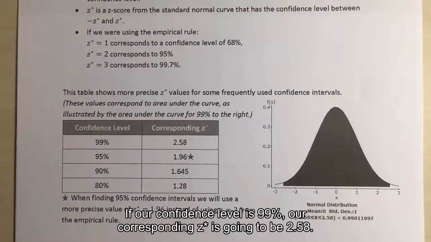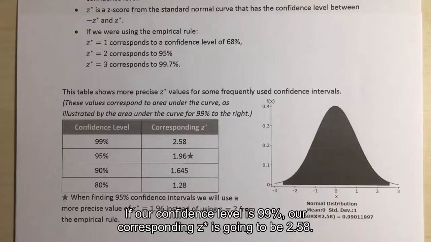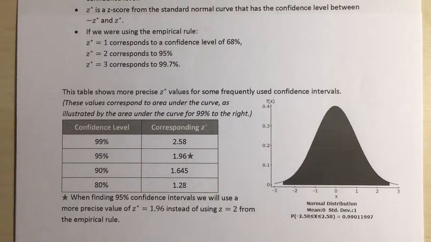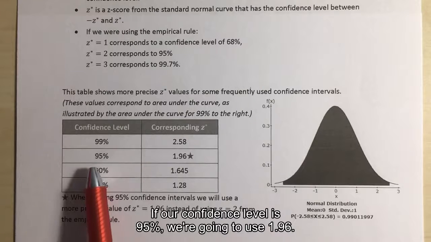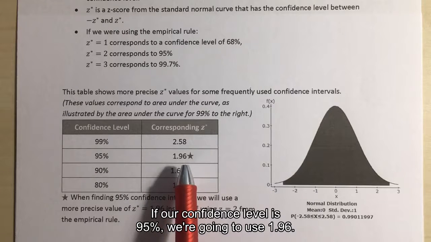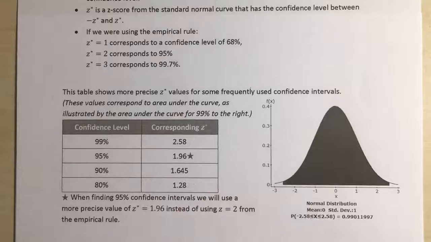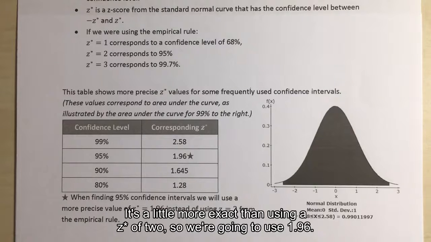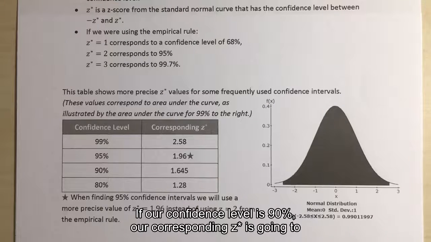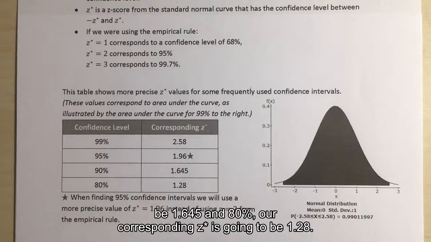So if our confidence level is 99%, our corresponding Z-star is going to be 2.58. If our confidence level is 95%, we're going to use 1.96. It's a little more exact than using a Z-score of 2. So we're going to use 1.96. If our confidence level is 90%, our corresponding Z-star is going to be 1.645. And for 80%, our corresponding Z-score is going to be 1.28.